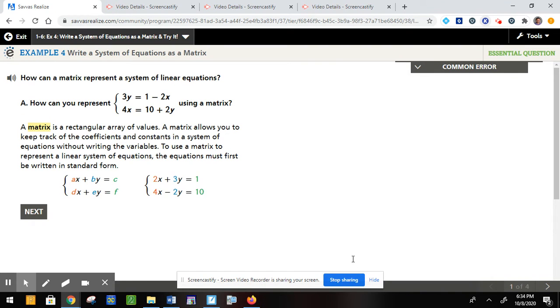A matrix is just a rectangular array of numbers, well, values, but in this case will be numbers. So the way that works for matrices is if you group the coefficients and constants in a matrix, it's going to make a rectangle.